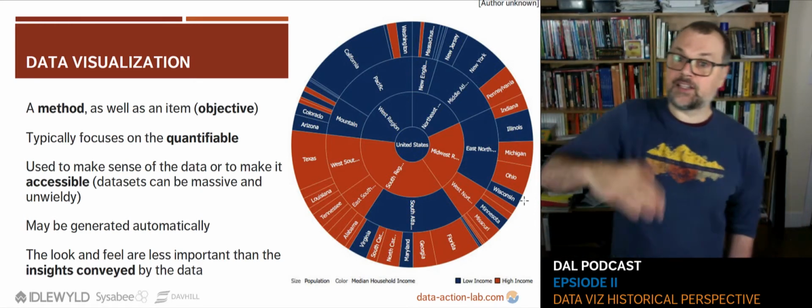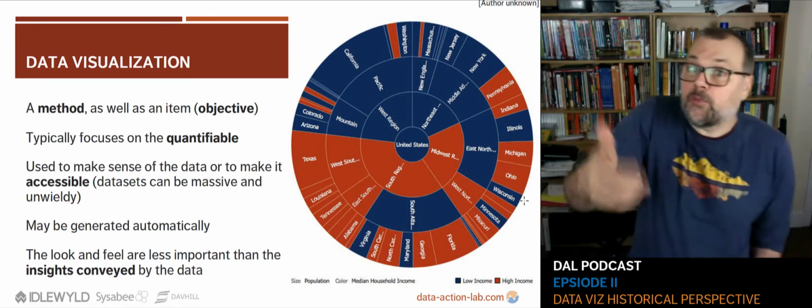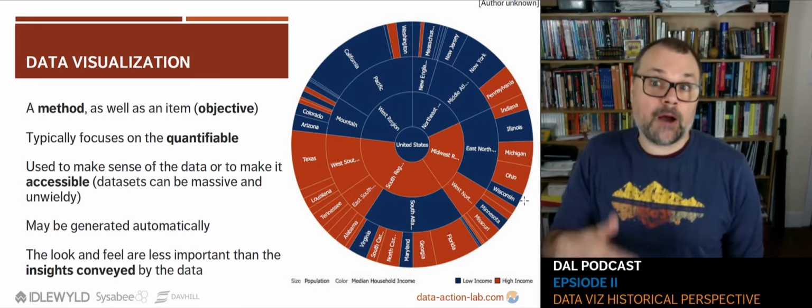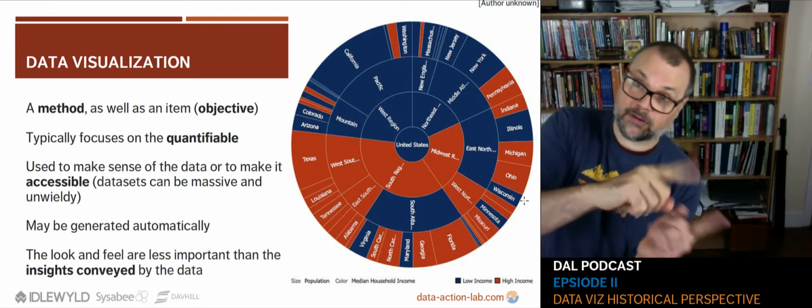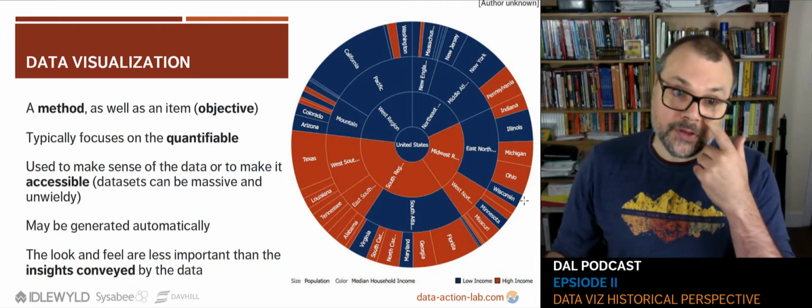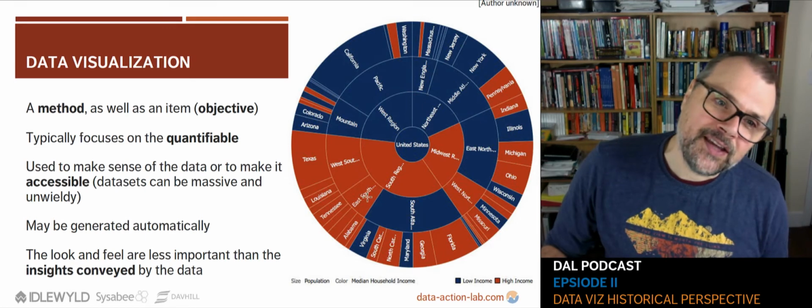Each state is there in the data set, and one of the measurements we have for each state is its population. The population is given by the arc length. There's other things as well. We see a hierarchical structure.